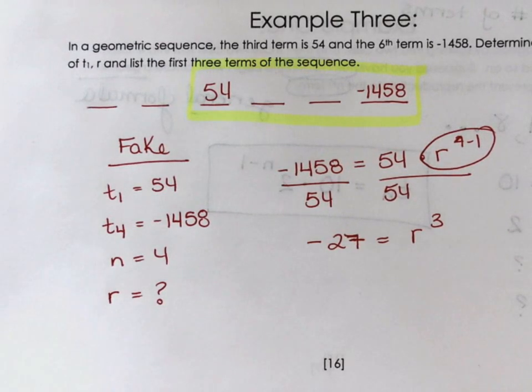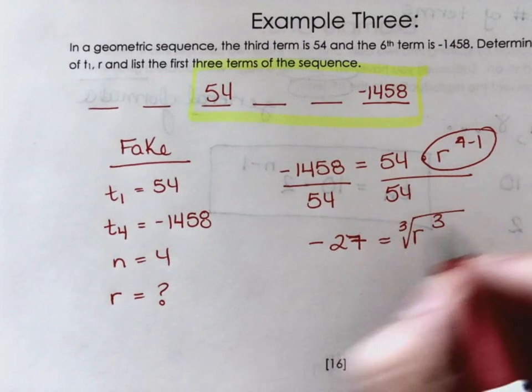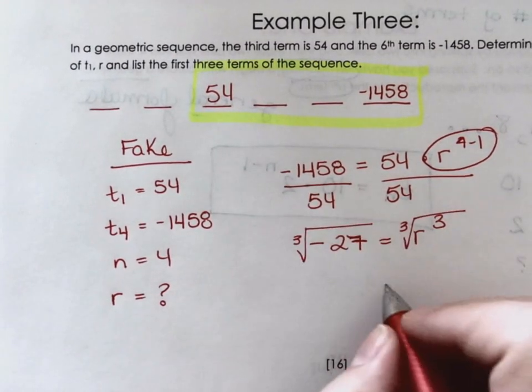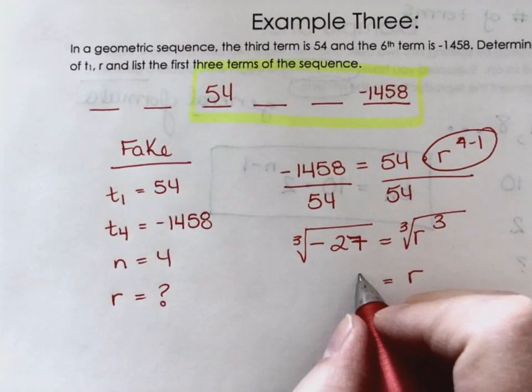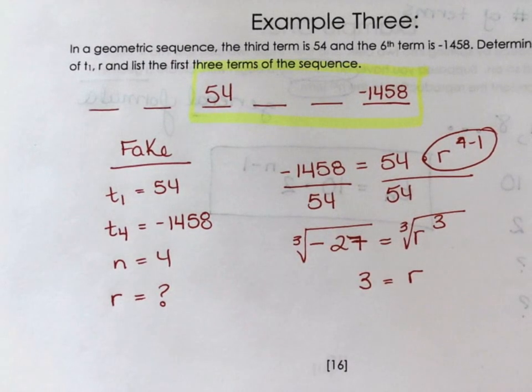So I get a negative 27, and that equals r cubed. How do I get r by itself? Cube root it. You probably don't need your calculator for this. 3. What kind of 3? A negative 3.